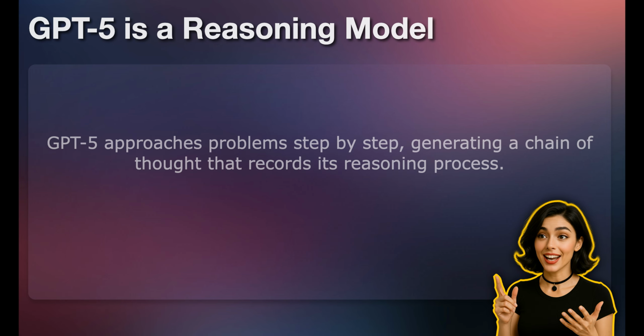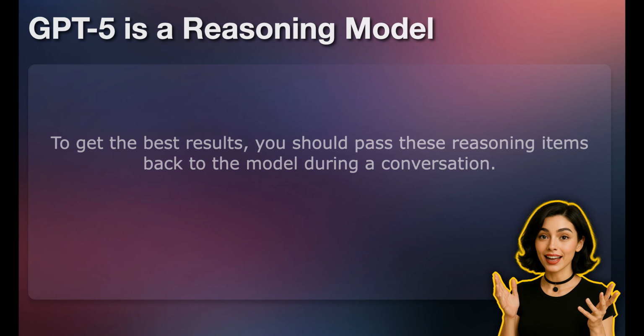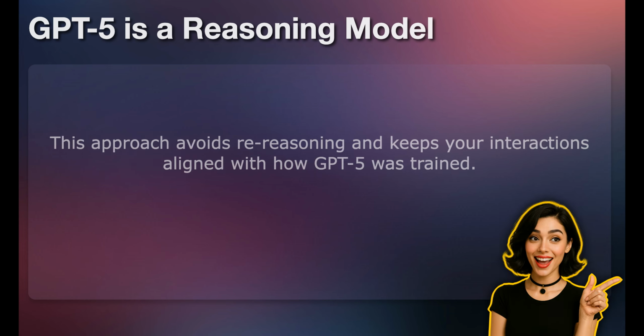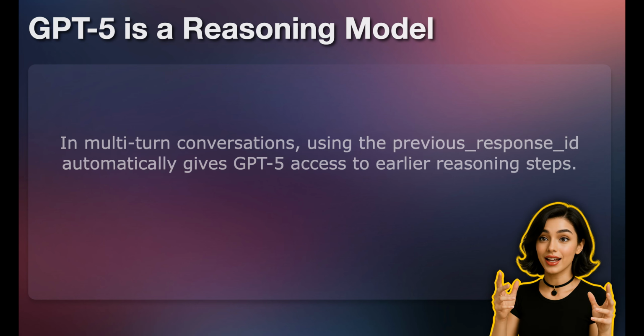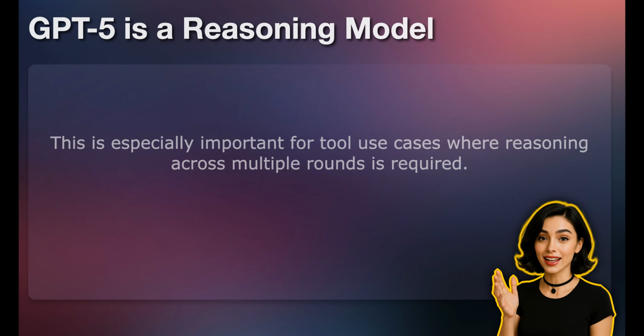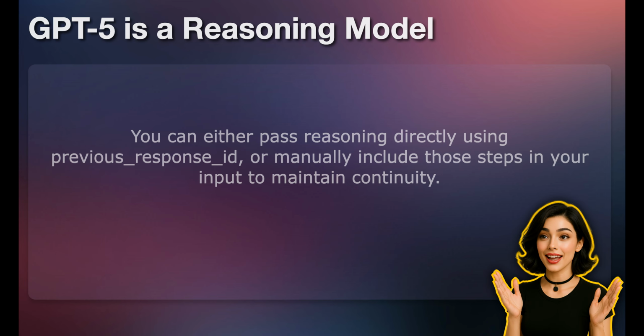GPT-5 approaches problems step by step, generating a chain of thought that records its reasoning process. To get the best results, you should pass these reasoning items back to the model during a conversation. This approach avoids re-reasoning and keeps your interactions aligned with how GPT-5 was trained. In multi-turn conversations, using the previous response ID automatically gives GPT-5 access to earlier reasoning steps. This is especially important for tool use cases where reasoning across multiple rounds is required. You can either pass reasoning directly using previous response ID or manually include those steps in your input to maintain continuity.